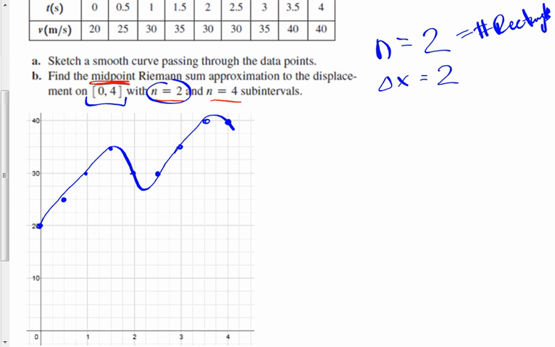So if n equals 2, I'm going to need x sub 0, I'm going to need x sub 1, and I'm going to need x sub 2. What's x sub 0? What's the first x value? First x value would be on the left end of the interval, would be 0. X sub 1 will be the first subinterval plus delta x, so that would be 0 plus 2, and then x sub 2 would be 4. Okay?